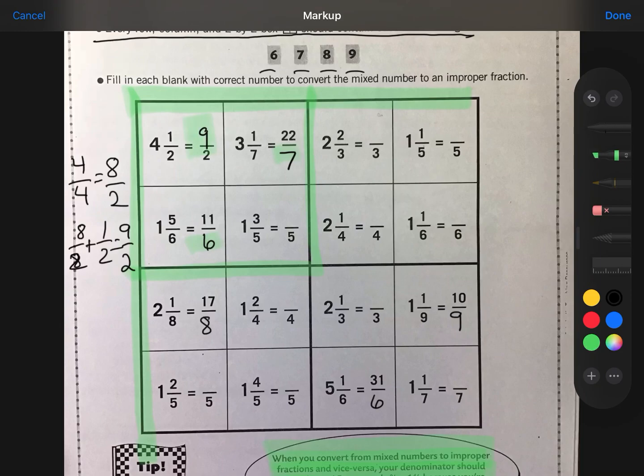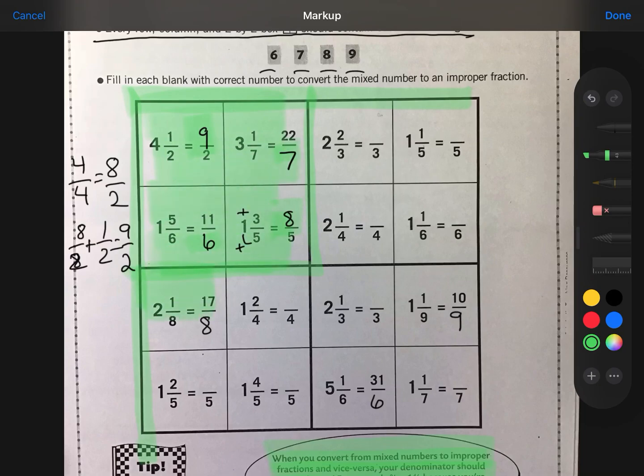Now, another way we learned how to do this is to take our denominator, 5, multiply it by the whole number 1, and you get 5. Then you add the numerator, 3, and you get 8 for the numerator. So 1 3/5 is the same as 8/5. And checking our Sudoku rules, we have a 6, 7, 8, and 9 in our box. So we know those are correct.